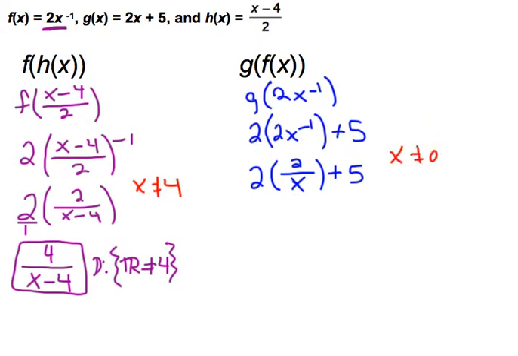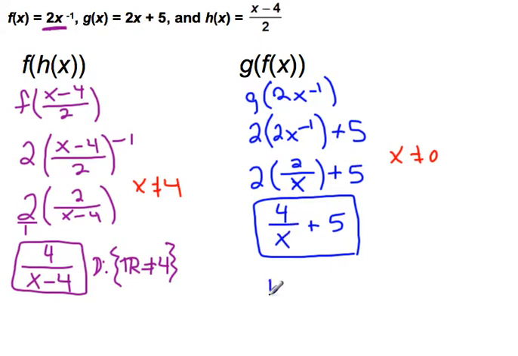Continuing on, I'm going to simplify. 2 times 2 is 4, so this will be 4 over x plus 5. That is simplified as far as we can go. X still can't be 0. So there's a couple ways you can write this. For domain, you could say all non-zero reals, or you could say all reals not equal to 0. Either way would be fine. All reals not equal to 0, or all non-zero reals.